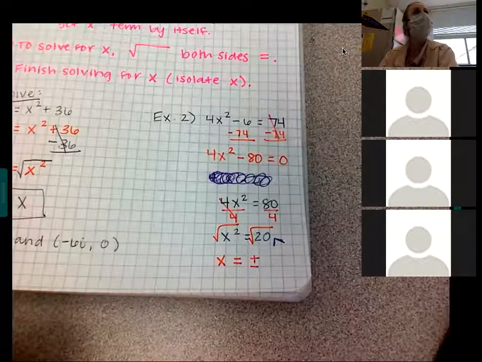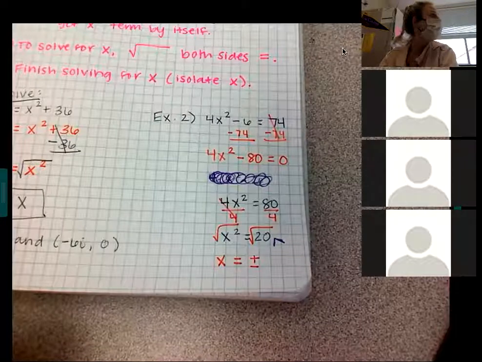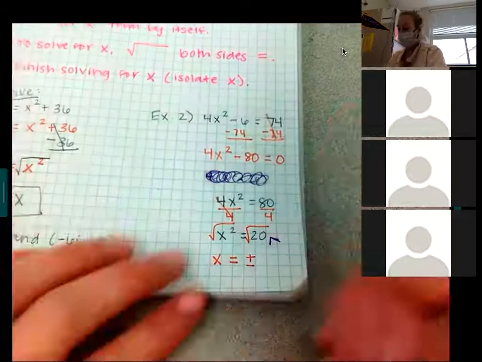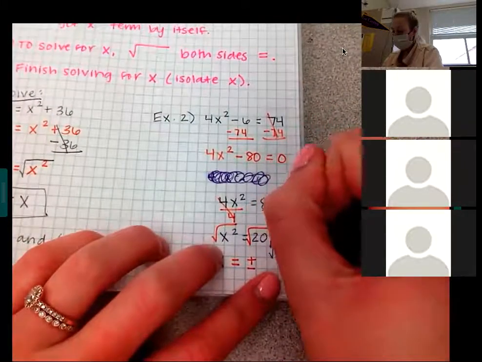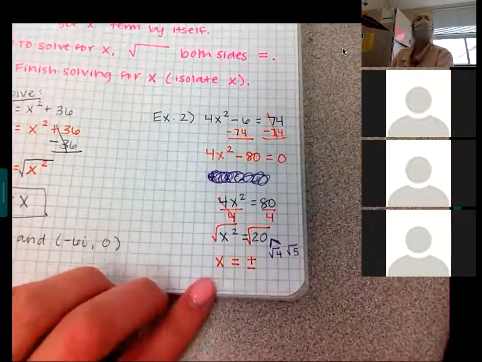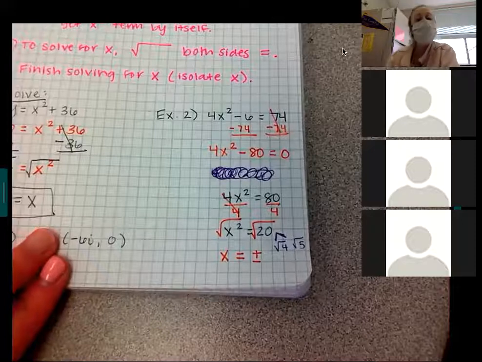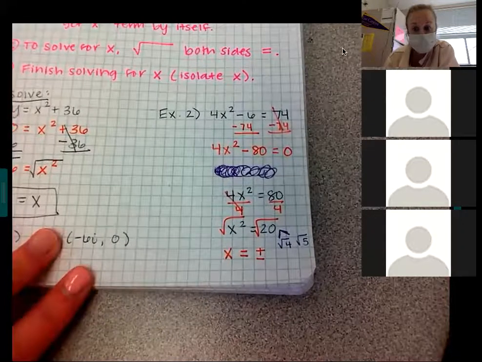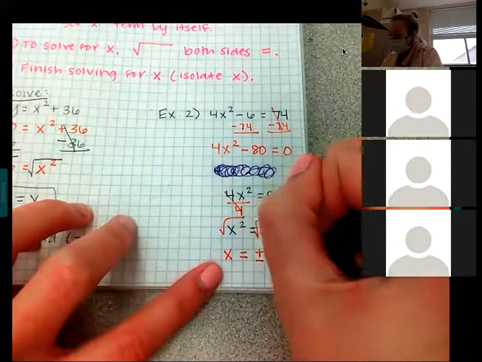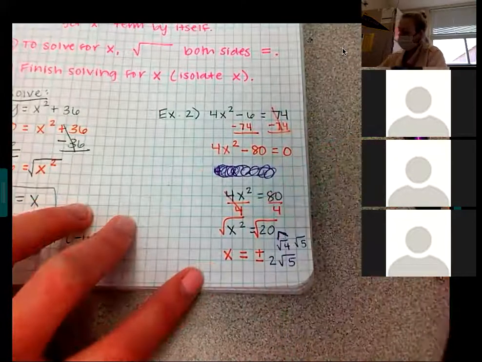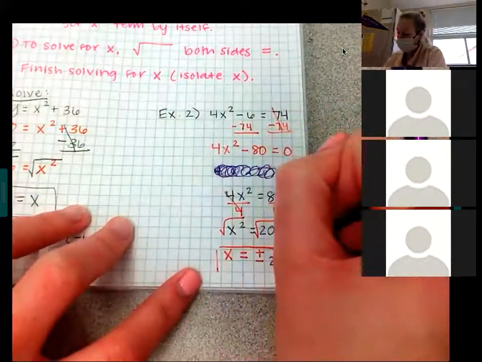What's the biggest perfect square that goes into 20? 4. 4 times what? Yes, you do remember this. I was about to say, I know you do. We did it for like a whole week. What's the square root of 4? So do you guys agree this should be x equals plus or minus 2 square root of 5?